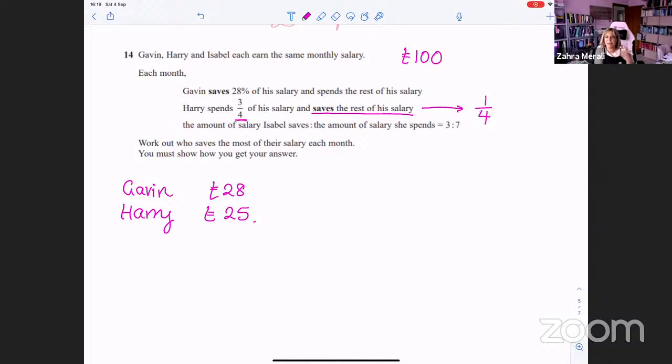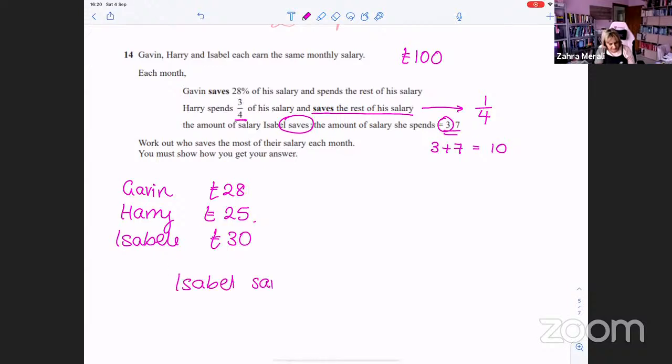Ratios, which we will come back to and do a whole lot of stuff on, we're going to add those up. 3 plus 7 gives us 10 bits. So at that £100, each bit is £10. Now she saves the first amount. So she's having 3 of those bits. So Isabel saves £30. So you'd say Isabel saves the most of her salary.